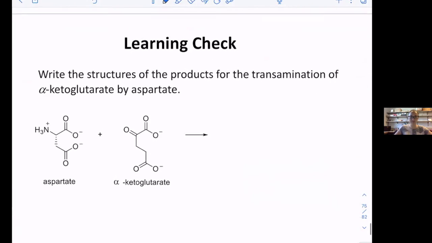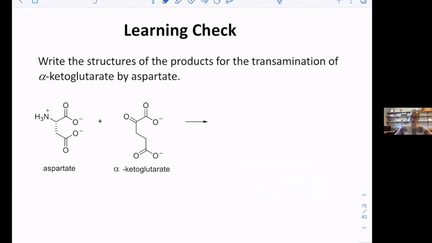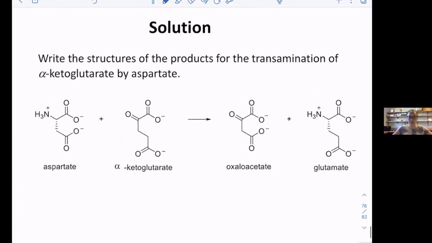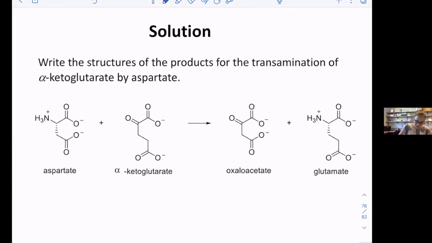Learning check: write the structures for the products of transamination of alpha ketoglutarate by aspartate. Alpha ketoglutarate is going to trade places with our amine. So this and this are going to trade. That's how we draw these structures. I went ahead and put the solution down here. As you can see, again, these two swapped places in order to get our product.